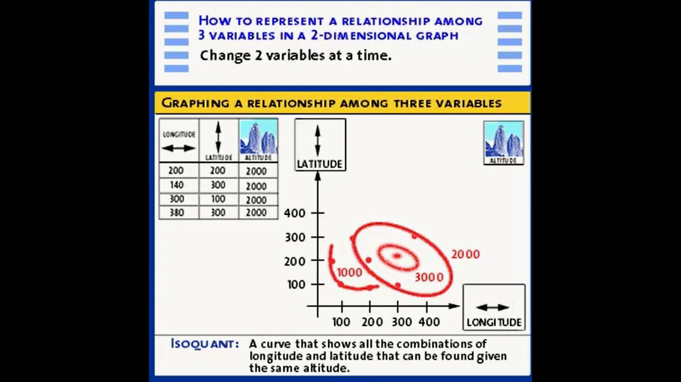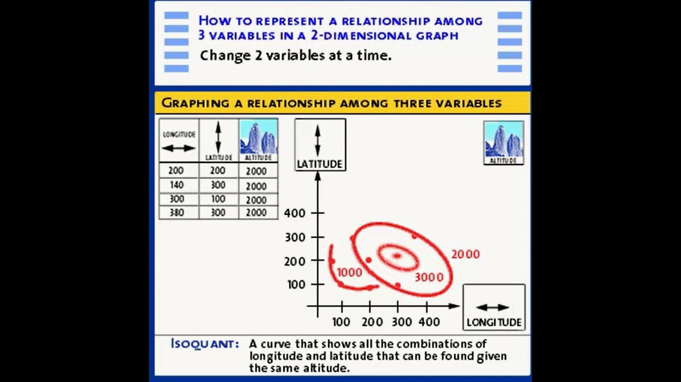In fact, what you're seeing here are cross sections of a hillside. Imagine a plane coming through and lopping off a hillside at a certain altitude. Here's what it would look like if it were lopped off at 1,000. Here's what it would look like if it were lopped off at 2,000. Here's the shape of all of those points with an altitude of 3,000, and so forth.